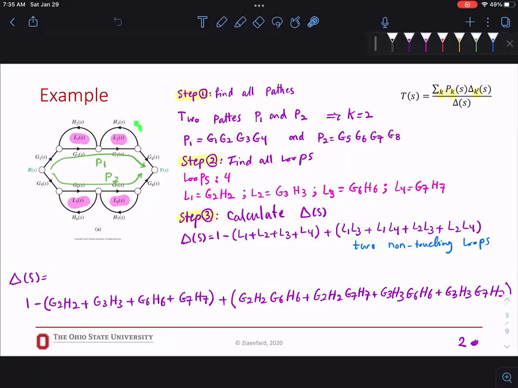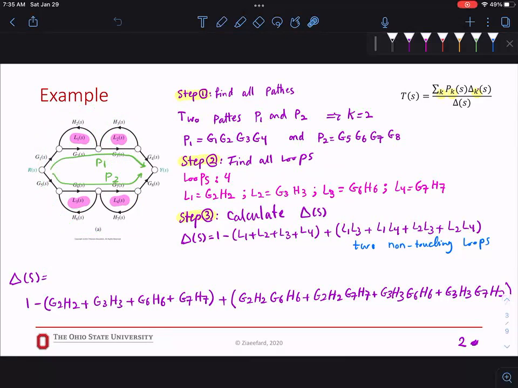The next loop is L2. L2 is not touching L3 and L4. So it's L2 L3, L2 L4. That's all the two non-touching loops. Then if you want to write 3 non-touching loops, we don't have them because if we assume these 3 then this one is touching this. So that's it, we're done. We wrote our delta.